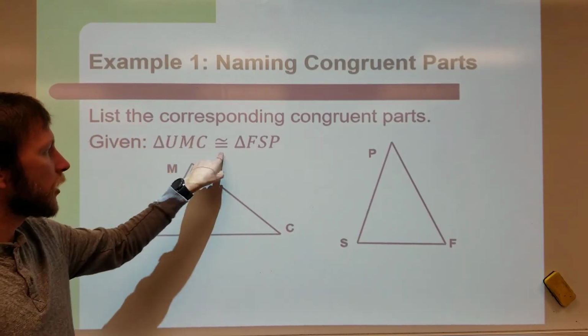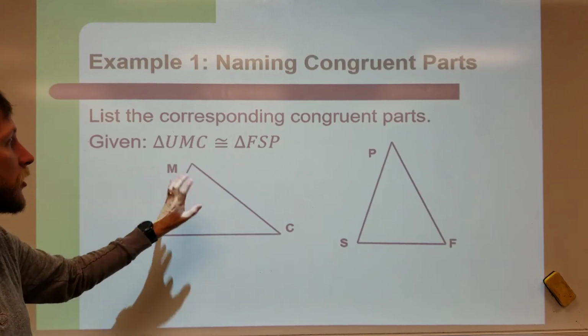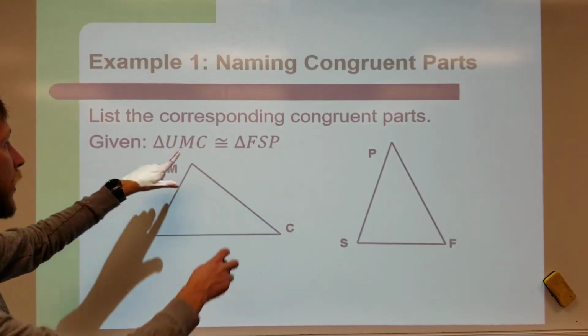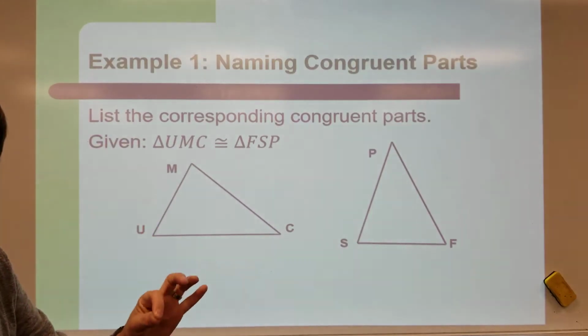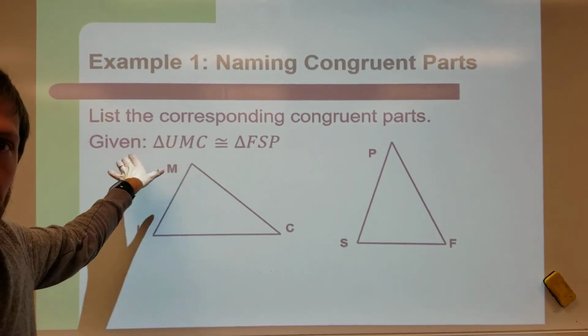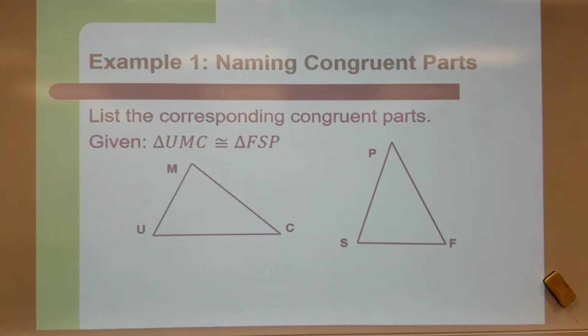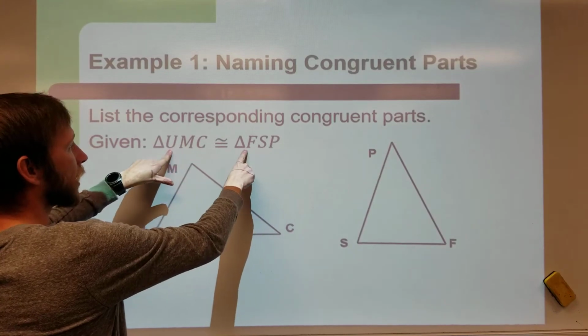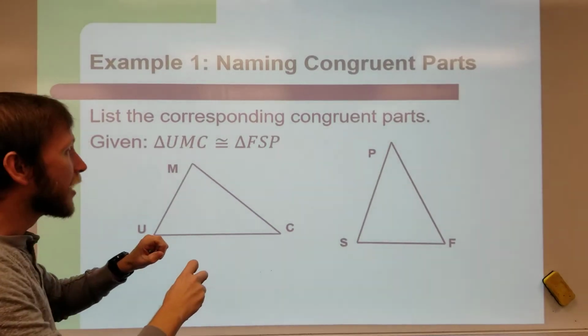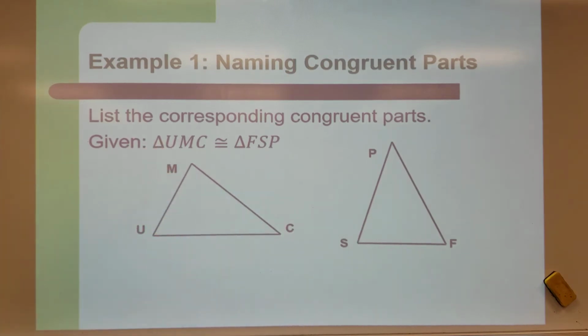This statement right here has a congruent symbol in it. We refer to this as the triangle congruence statement because it's saying that this triangle, UMC, is congruent to this triangle, FSP. But there is a lot more that's being said given this congruent statement. So given this information, there are several things that we can and ought to note. The first is that the letters of the triangles are given in a very specific order. This tells us that point U corresponds with point F, that point M corresponds with point S, and that point C corresponds with point P.